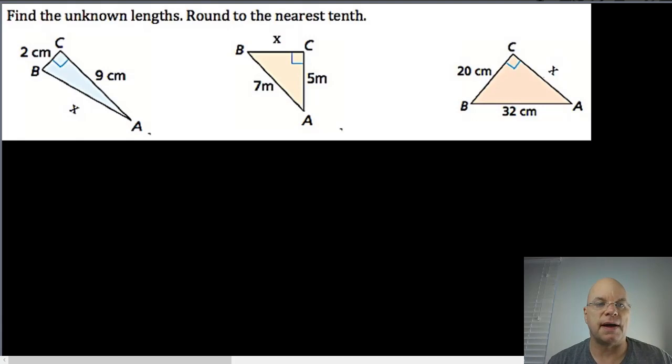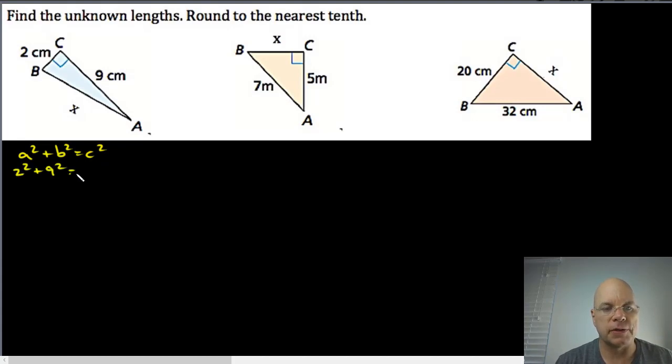Problem 10 asks us to find the unknown lengths and round to the nearest tenth. So we'll use the Pythagorean theorem because these are all right triangles. In this first one, I know the two legs, so I know a and b. Start with the formula a squared plus b squared equals c squared. a is 2, so 2 squared plus 9 squared is equal to c squared. 4 plus 81 equals c squared. 85 equals c squared, so c equals the square root of 85.